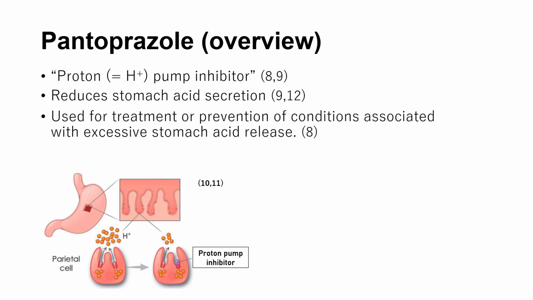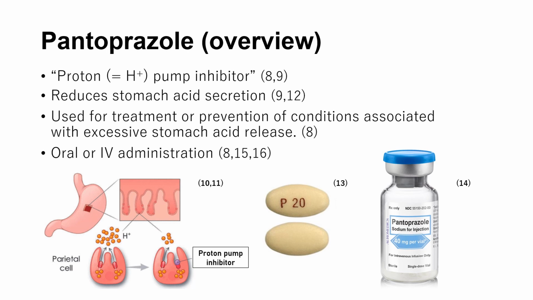Pantoprazole is used to treat or prevent conditions associated with excessive stomach acid secretion such as gastroesophageal reflux disease, peptic ulcer disease, Zollinger-Ellison syndrome, and in Helicobacter pylori eradication. This is available in oral and IV administration formulations.